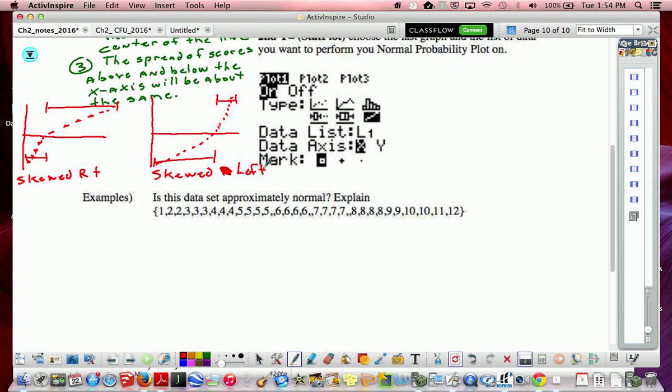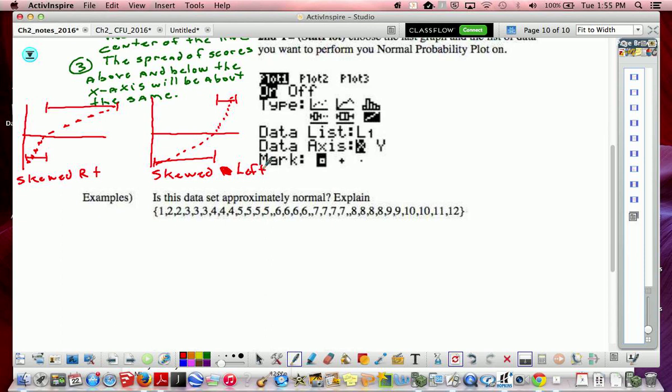So sometimes you'll actually be given what these distributions look like. Other times, you'll be asked to produce them. So what I've done here in our notes is I have the screen up on how you want to set up your calculator, and I have two examples. One will give you a nice normal probability plot, a distribution that's approximately normal, and the other is not.